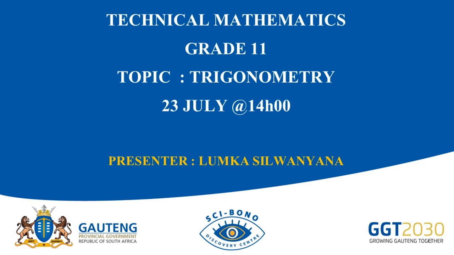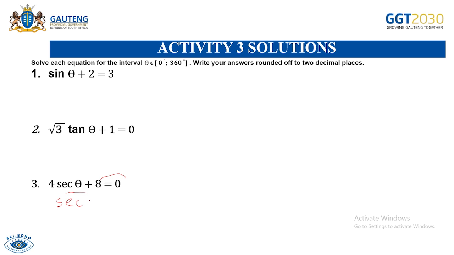We were still here on question 3, where we have transposed that and we've got sec theta equal to negative 2. Remember that? And now, for us to find the solution, we must find the reference angle. On our calculator, we don't have sec, but we have cos. And for us to have the value of cos, we must find what will be cos.